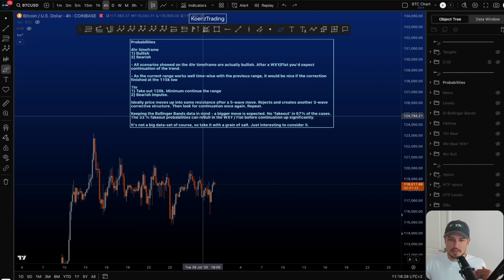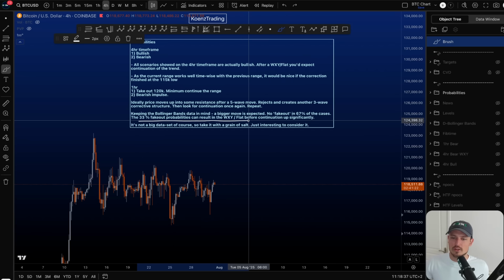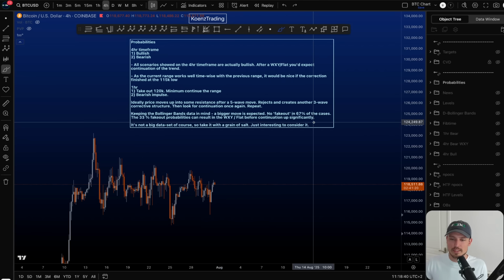Keeping the Bollinger Bands data in mind, a bigger move is expected. No fake out in 67% of the cases. The 33% fake out probabilities can result in the WXY or flat scenarios before continuation up significantly.